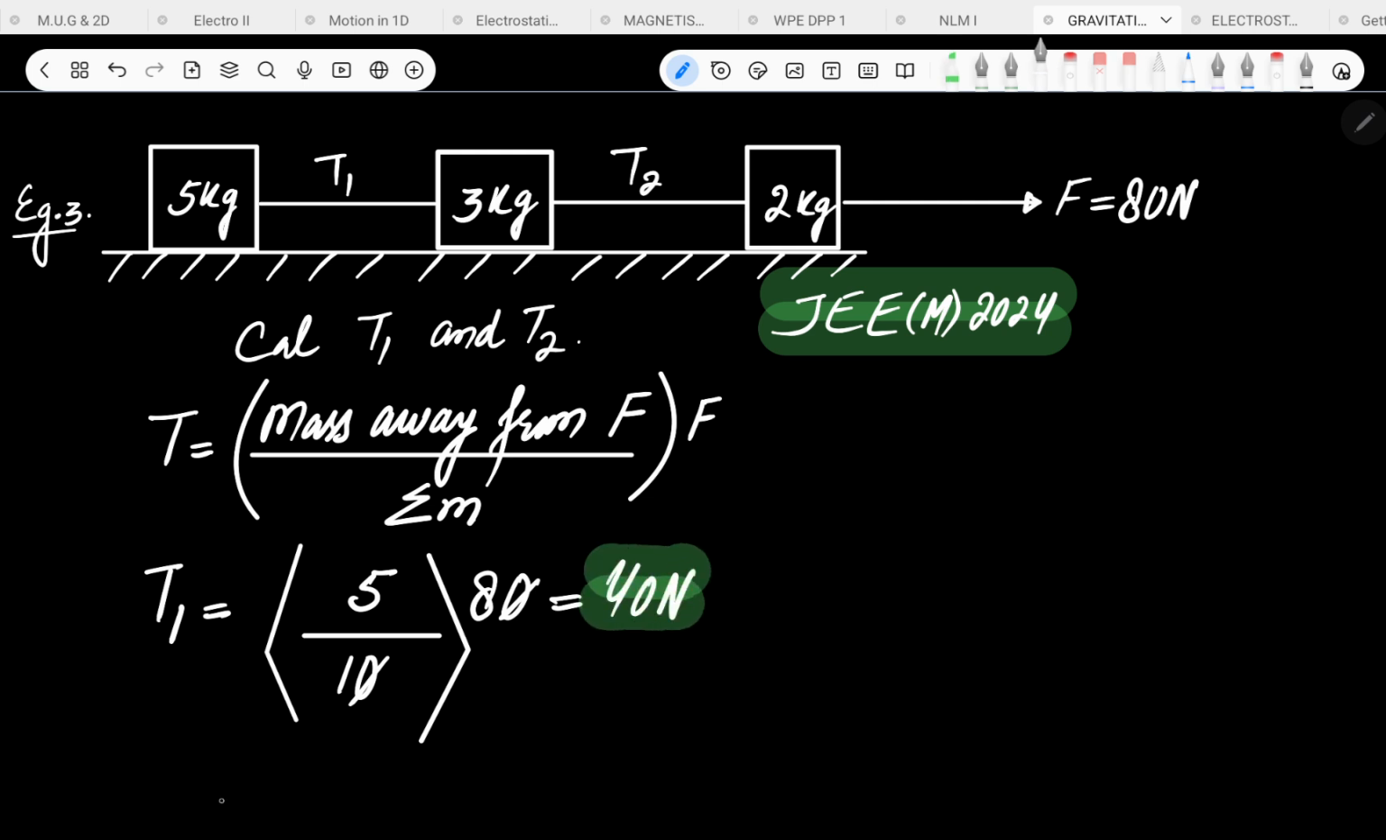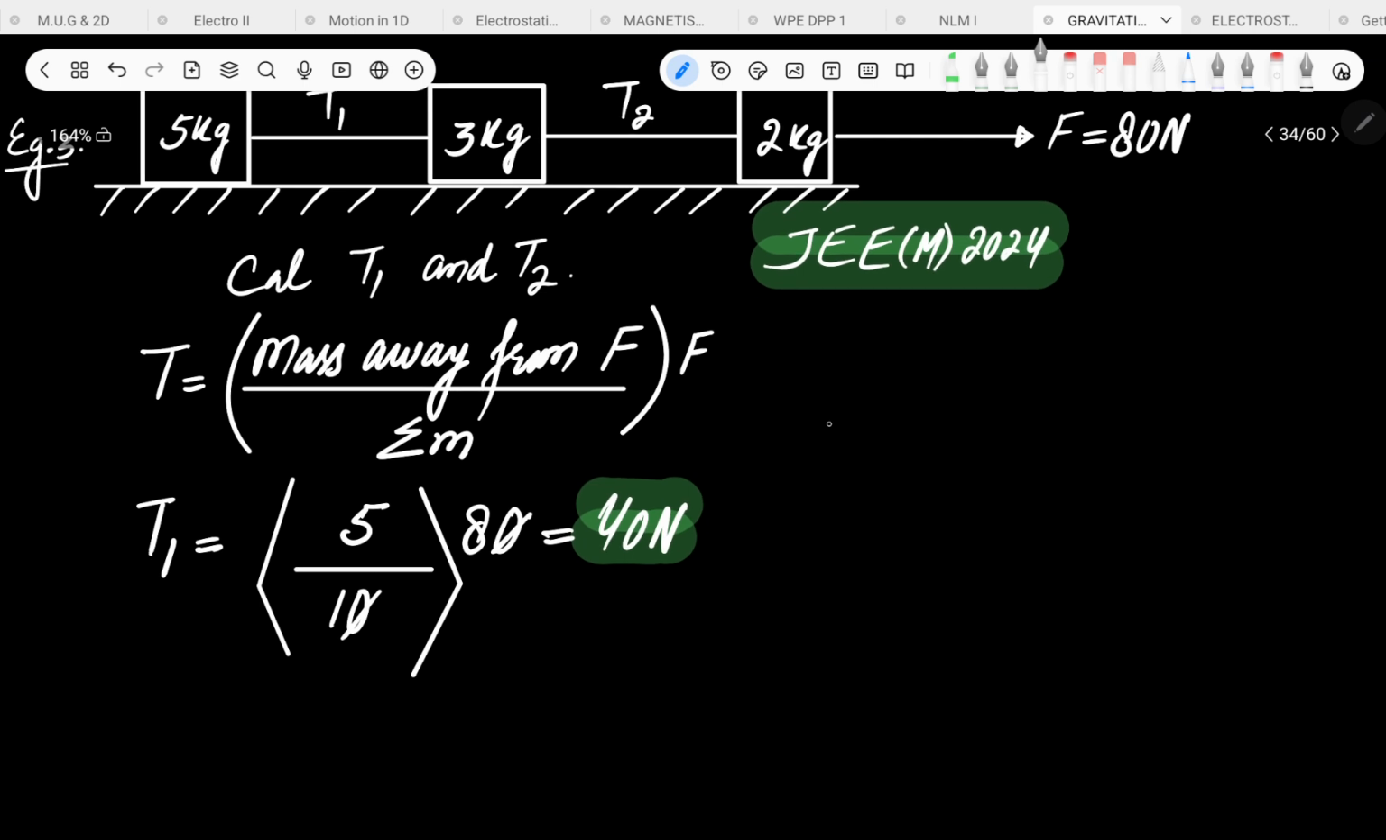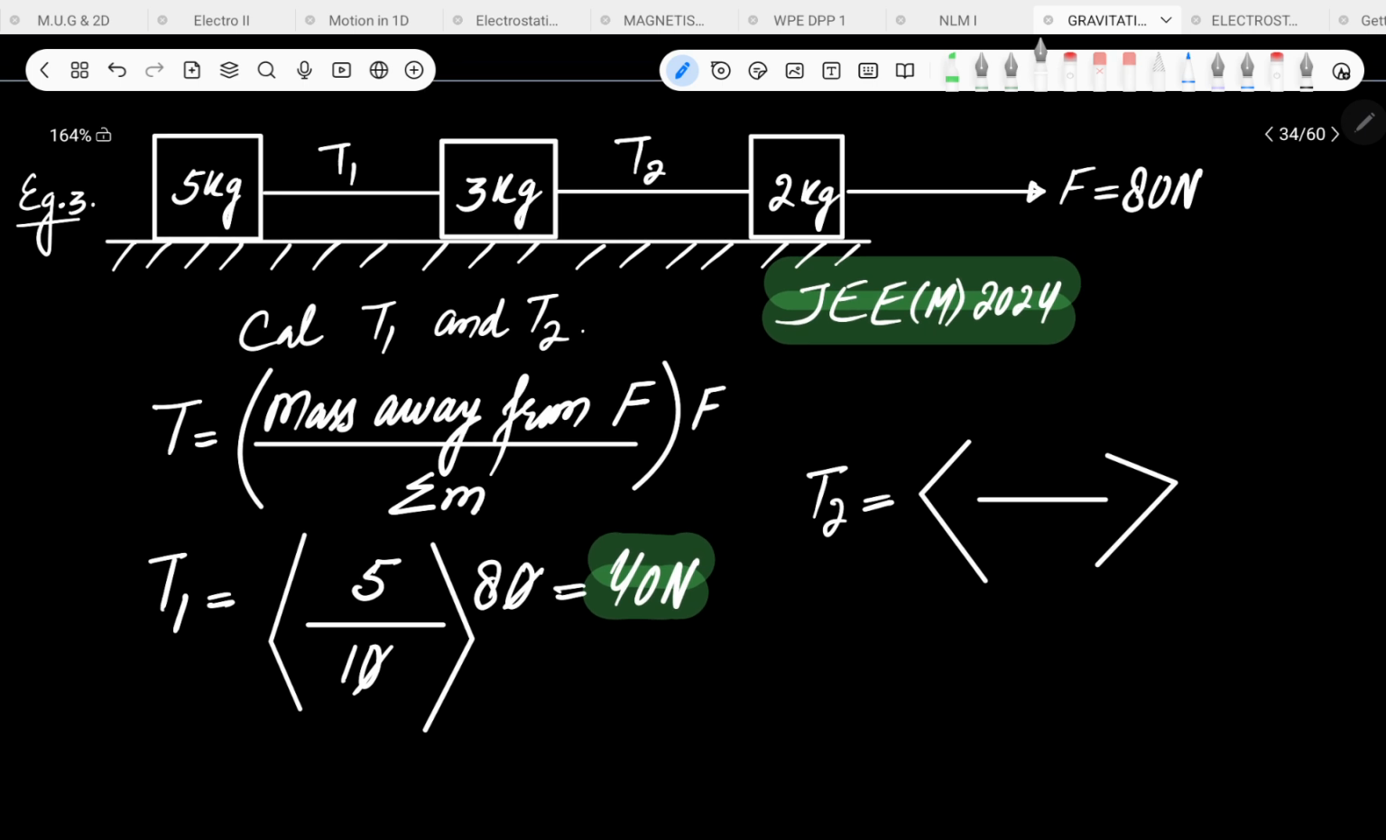Next, we are supposed to calculate T2. Easily we can calculate T2 also. So T2 will be something like this. Now you tell me what is for this T2. Look, this string, we have a string in which we have to calculate the tension. Okay.